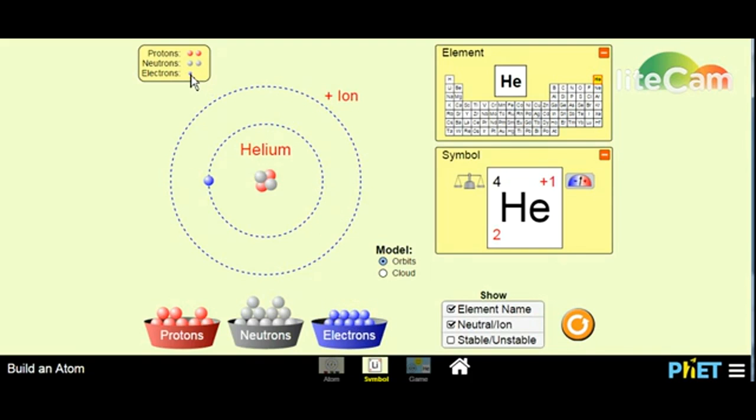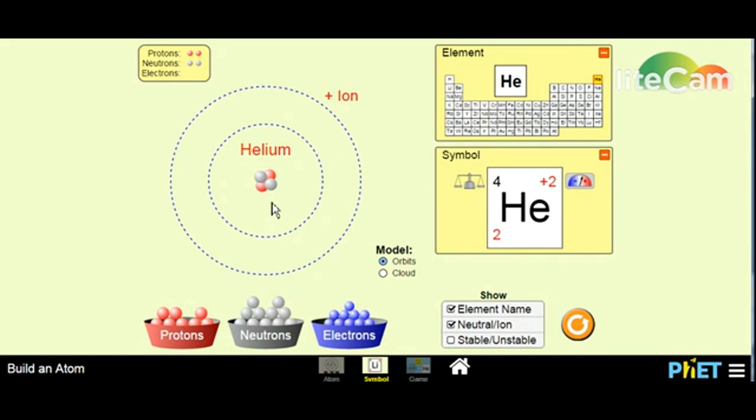Now, I have 1 electron matched by 1 proton, but I've got an extra unmatched proton. This is a +1 ion. It's +1 because it's got 1 extra proton, 1 extra positive charge. Can you guess what would happen if I took away the other electron? This now would become a +2 ion.